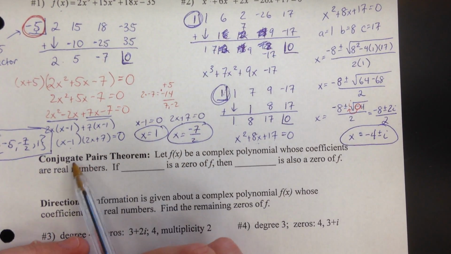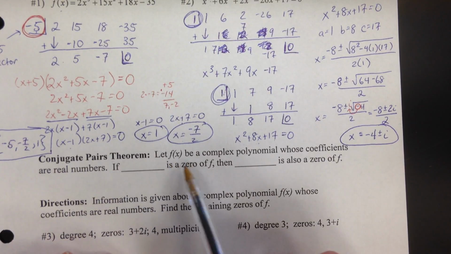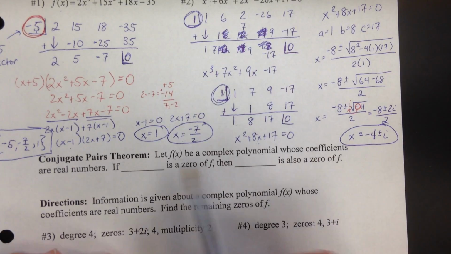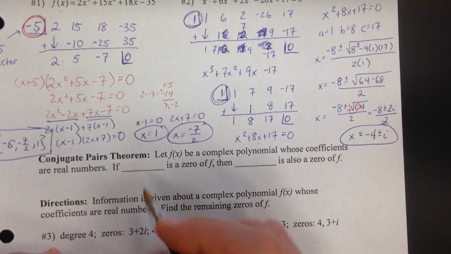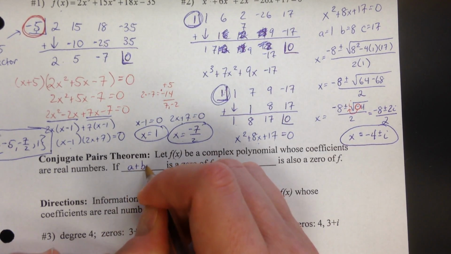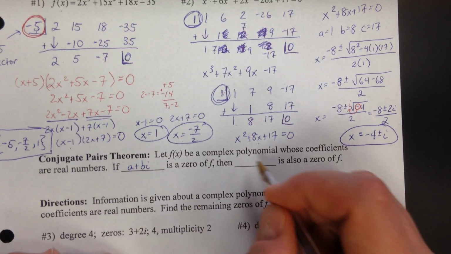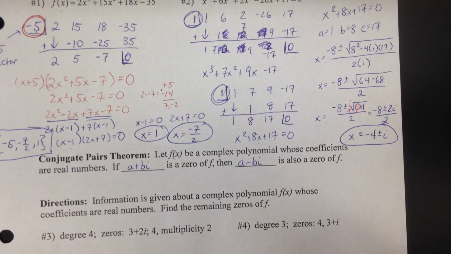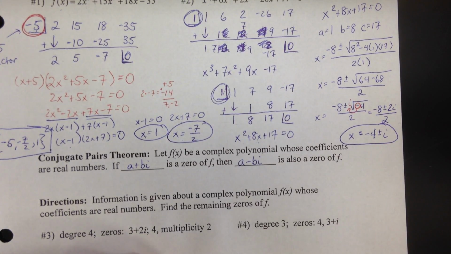Now this leads us to a theorem. It's called the conjugate pairs theorem. Let f of x be a complex polynomial whose coefficients are real numbers. If a plus bi is a 0 of f, then the conjugate a minus bi is also a 0. That has to be true.